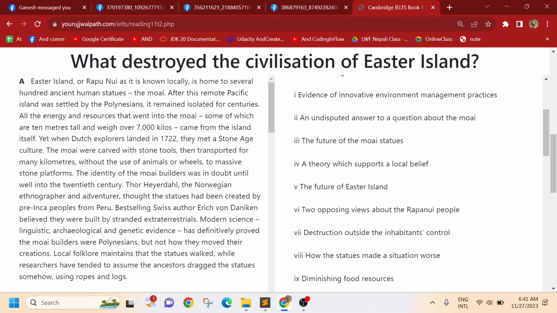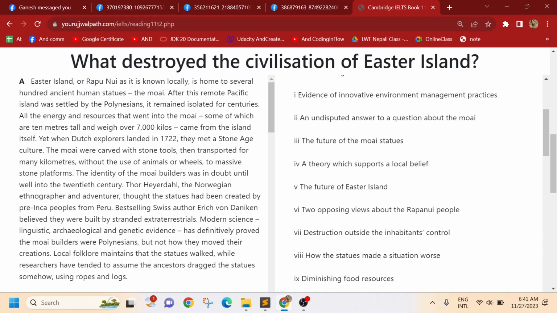And the transportation is an interesting thing over here, and the identity was in doubt. We just saw two of the opposing identities: a Norwegian person believed it was made by pre-Inca people, and the next is that it was made by stranded extraterrestrials. But modern science opposes that; it was made by Polynesians. But still there is a question remaining about the transportation.